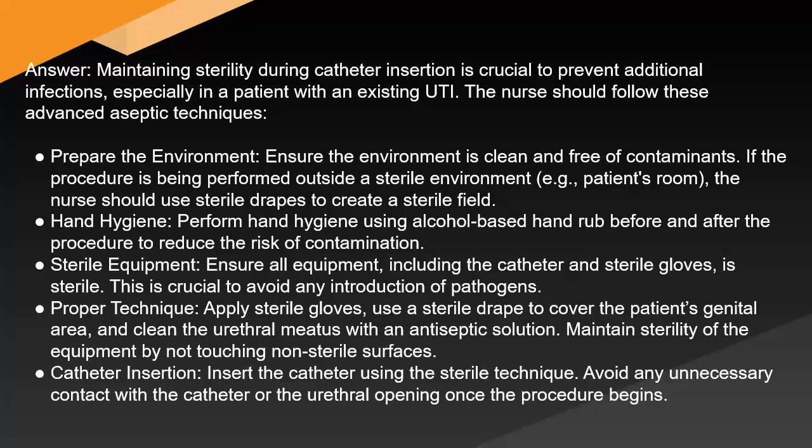Sterile equipment. Ensure all equipment, including the catheter and sterile gloves, is sterile. This is crucial to avoid any introduction of pathogens. Proper technique. Apply sterile gloves. Use a sterile drape to cover the patient's genital area and clean the urethral meatus with an antiseptic solution. Maintain sterility of the equipment by not touching non-sterile surfaces. Catheter insertion. Insert the catheter using the sterile technique. Avoid any unnecessary contact with the catheter or the urethral opening once the procedure begins.